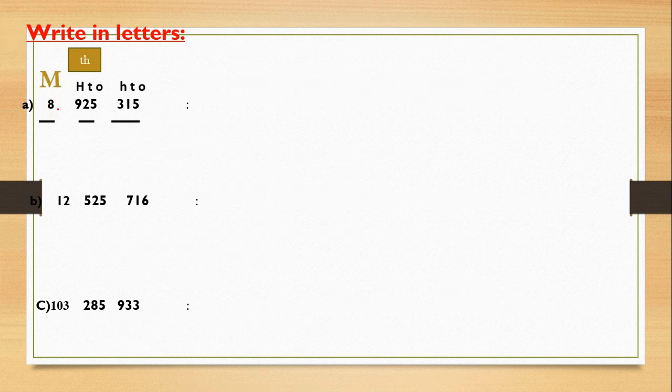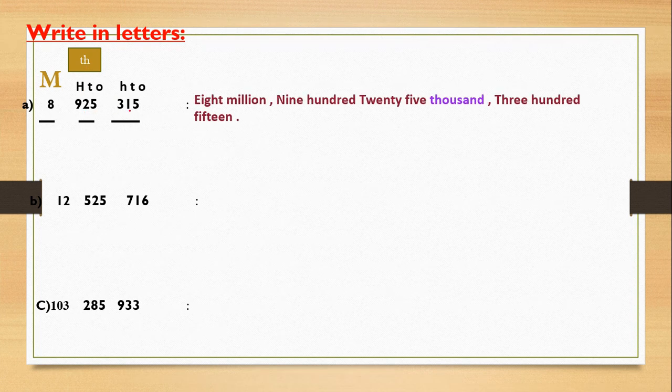Okay. Now let's see how we can write or read this number. We will start from the left. Here we have 8,225,315. Okay, you got it? And when we finish a group, just put a comma. Okay, now it's your turn.